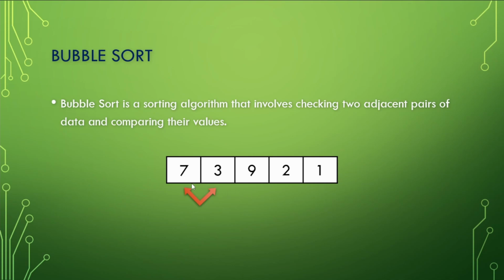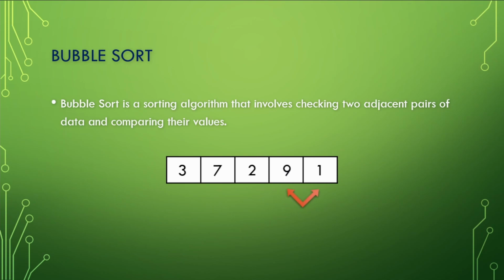So we check whether 7, which is the first element over here, is greater than 3. If yes, then we swap them. And if not, we don't swap them. So as we can see over here, 7 and 9, completely fine. 7 is less than 9, so we don't need to swap them. We move on. 9 is greater than 2, so we need to swap them.